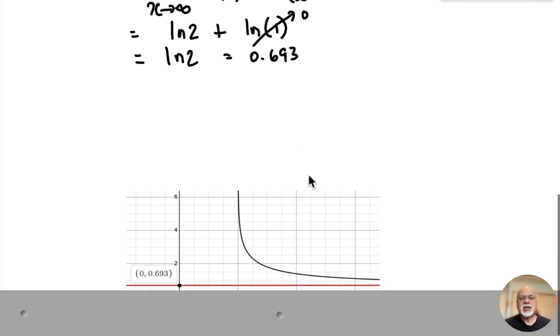I plotted it down here, again, courtesy of Desmos. And looking at that function, you can see as x goes to infinity, in this direction here, the graph is approaching the line 0.693, or ln 2.